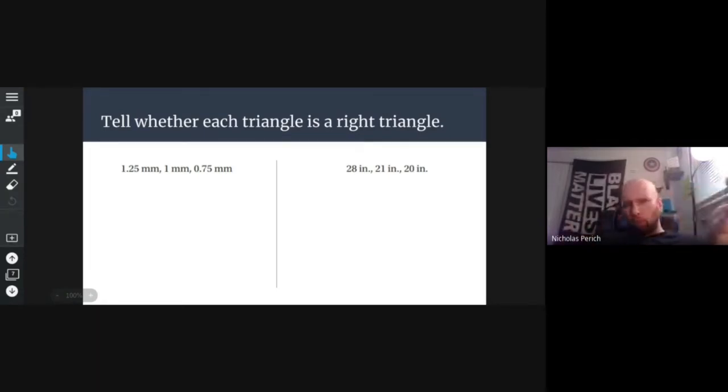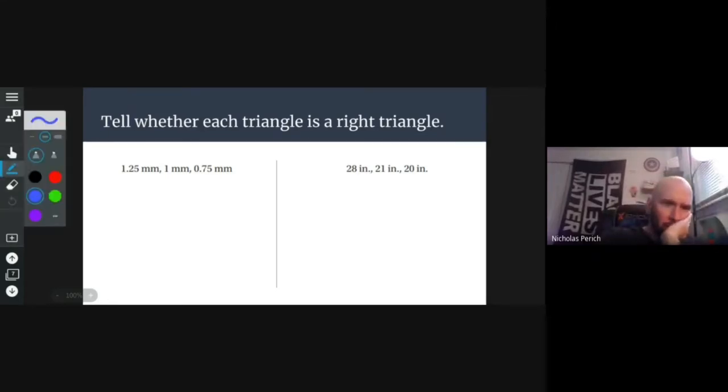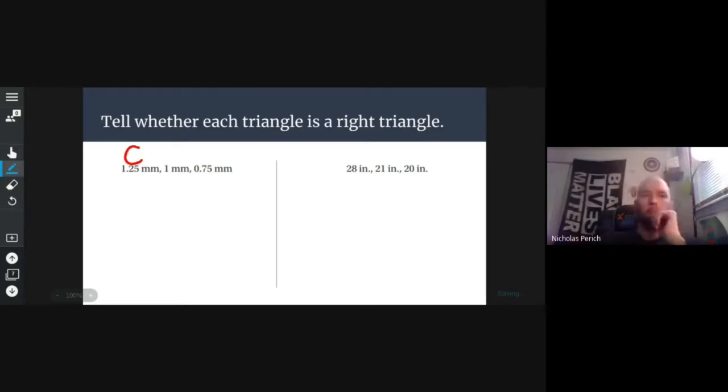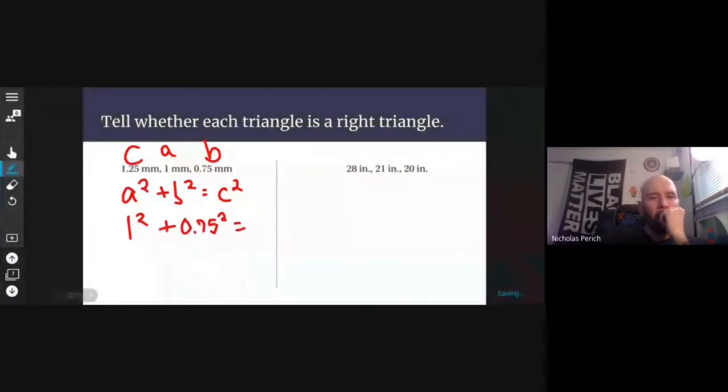So tell whether each triangle is a right triangle or not. Well, it doesn't matter which one you call A or B as long as the longest side is C. So I have to call you C because 1.25 is bigger than 1, which is bigger than that. So I have A squared plus B squared equals C squared. 1 squared, because I called A 1, plus B, which is 0.75 squared, has to equal C, which I called 1.25 squared.